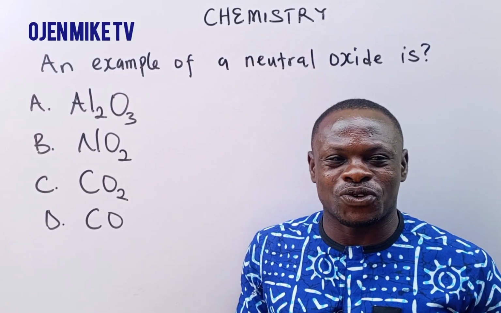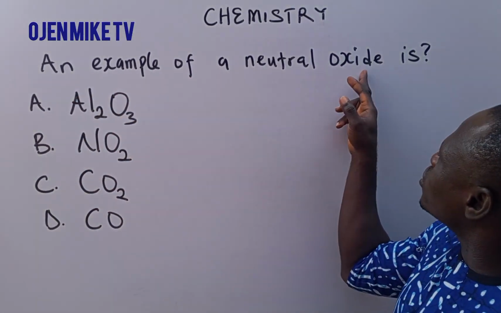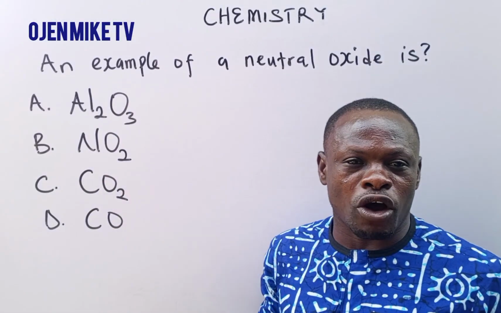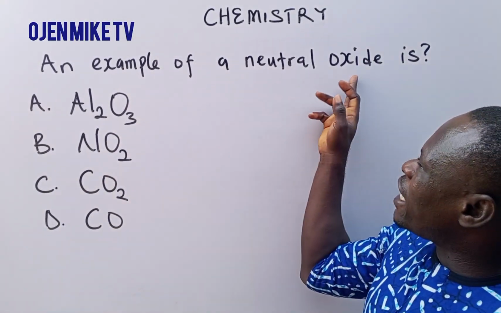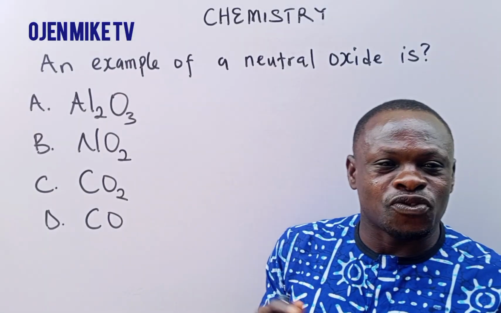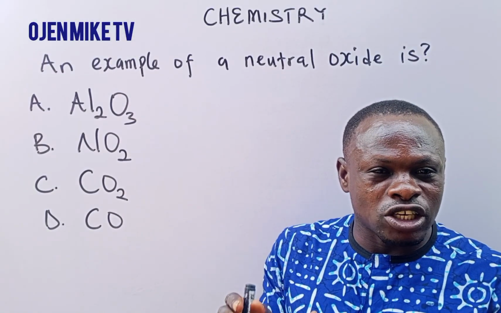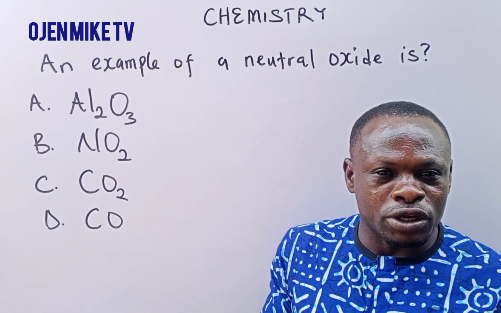Let's take a quick look at this question. We are asked, an example of a neutral oxide is, and we are given a range of options here. Now, what do you understand by oxide? An oxide is formed when oxygen combines chemically with other elements. It could be a metal, it could be a non-metal.